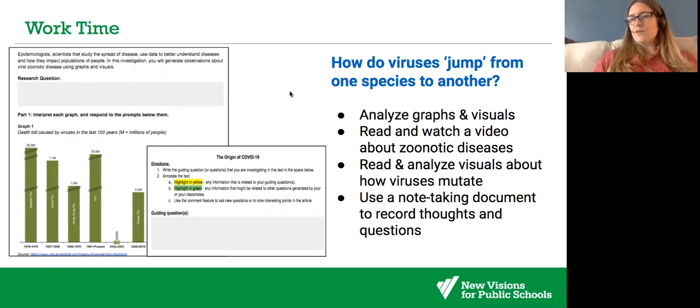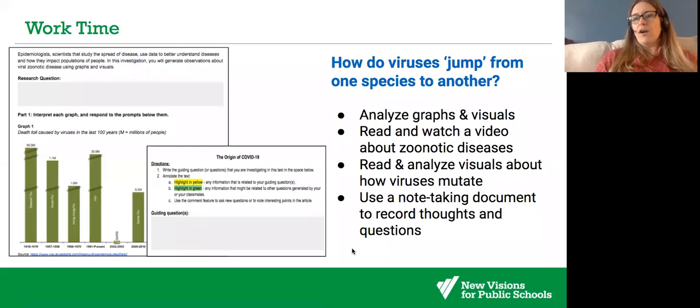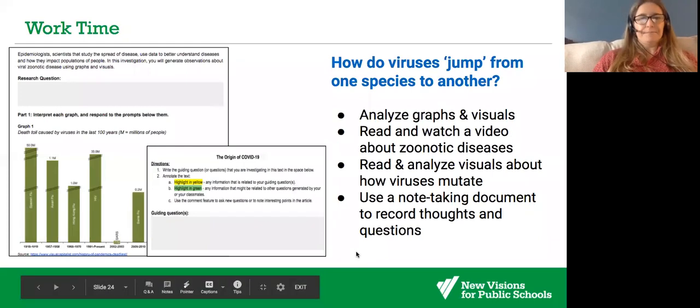Then students have a set of resources. They have a text, a video, and an embedded text, and they use a note taker to go through those resources and pull out more of the details around how zoonotic diseases really occur. This is where we dig into the content around mutations and how viruses change and can jump from one organism to another, the circumstances under which that happens, and why that's happening more frequently.